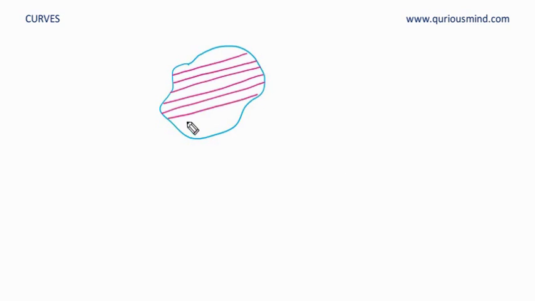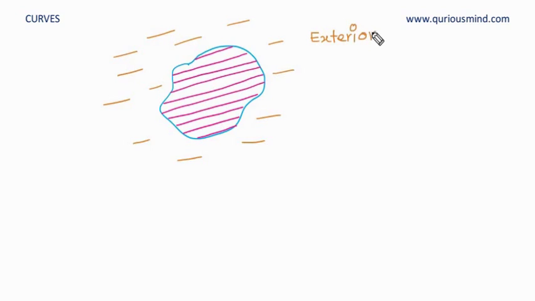Let's see something else. So I have a simple closed curve. This is the area which is inside the simple closed curve. It is bound by this boundary inside. And if we see all the area here, this area is outside of this curve. So the area which is outside of the curve is called the exterior of the curve. And the area which is inside the curve is called the interior.